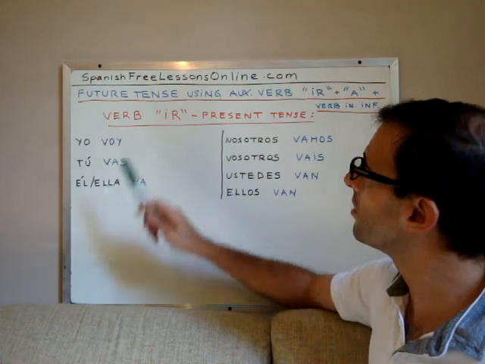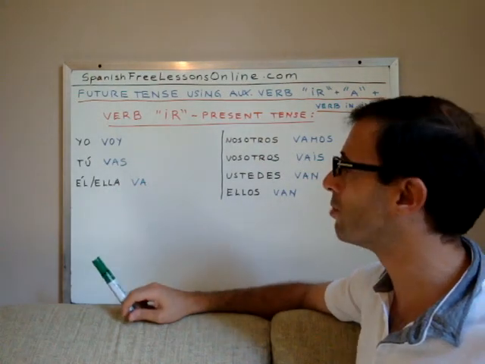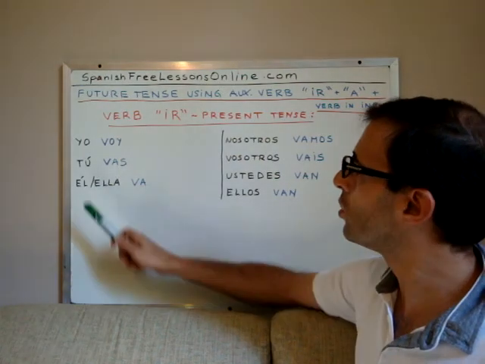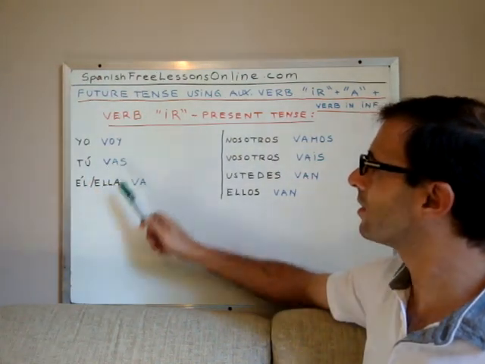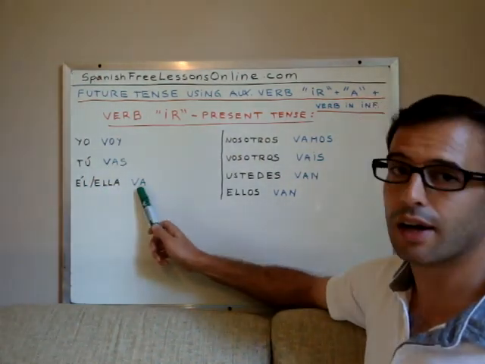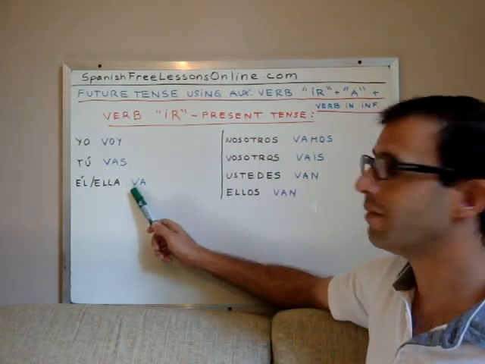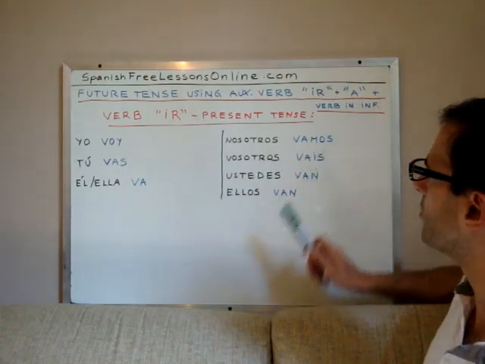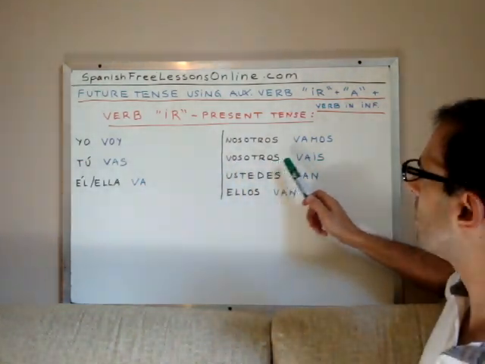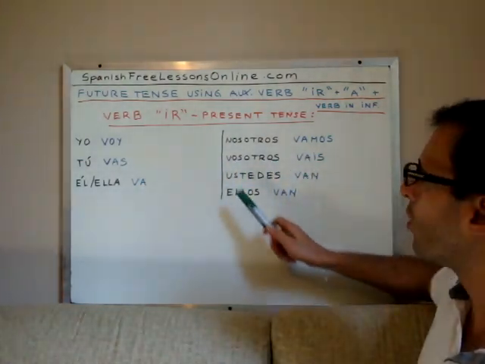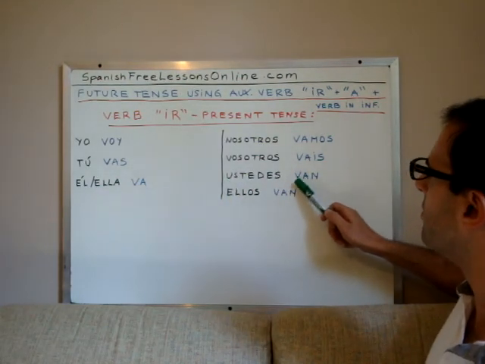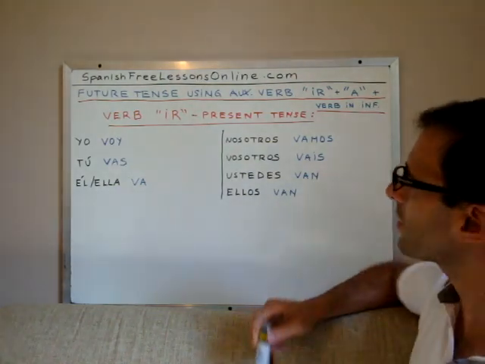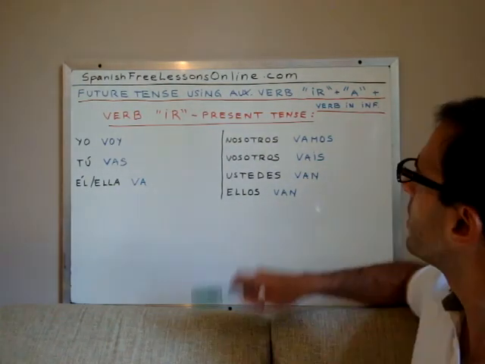So let's begin. Verb ir, or to go, in present tense. Yo voy. Tú vas. Él va, or ella va. Nosotros vamos. Vosotros vais. Ustedes van. Ellos van. Let me repeat again.